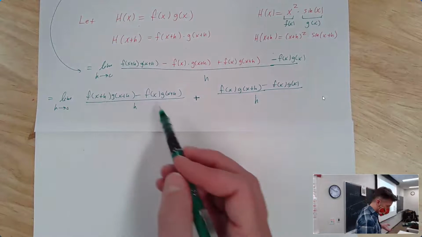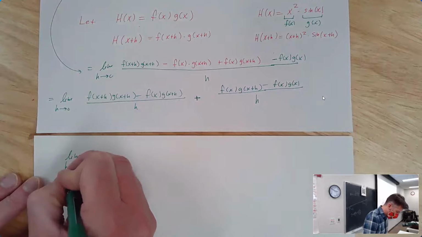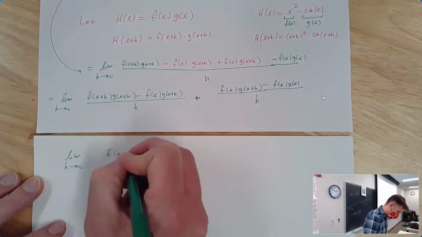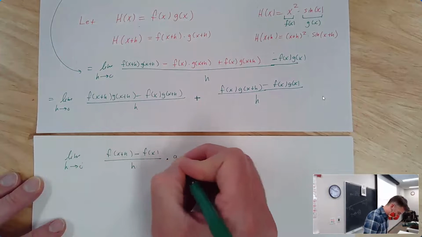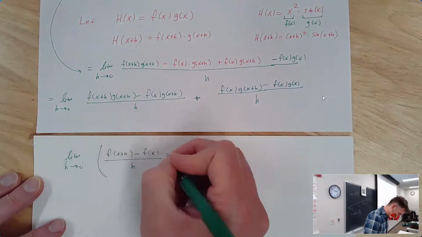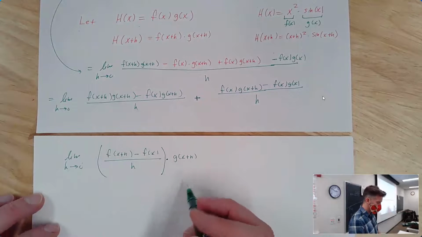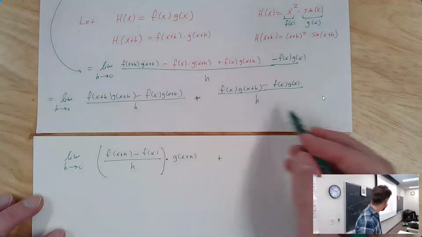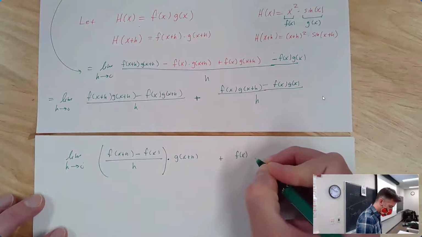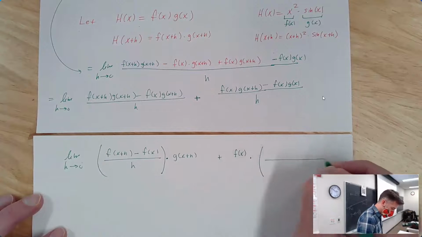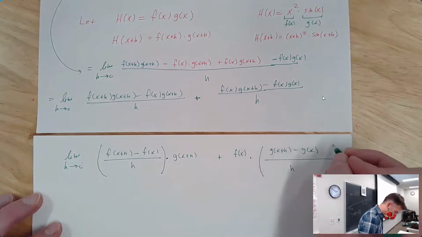Right, the only thing that's the same in this part and this part is g of X plus H. So I'm going to rewrite this first part as f of X plus H minus f of X all over H times g of X plus H. And I factored it out from the numerator, but that's really a g of X plus H over 1. And from this second piece, what can I factor out from the numerator? F of X. And I'm left with a g of X plus H minus g of X all over H.